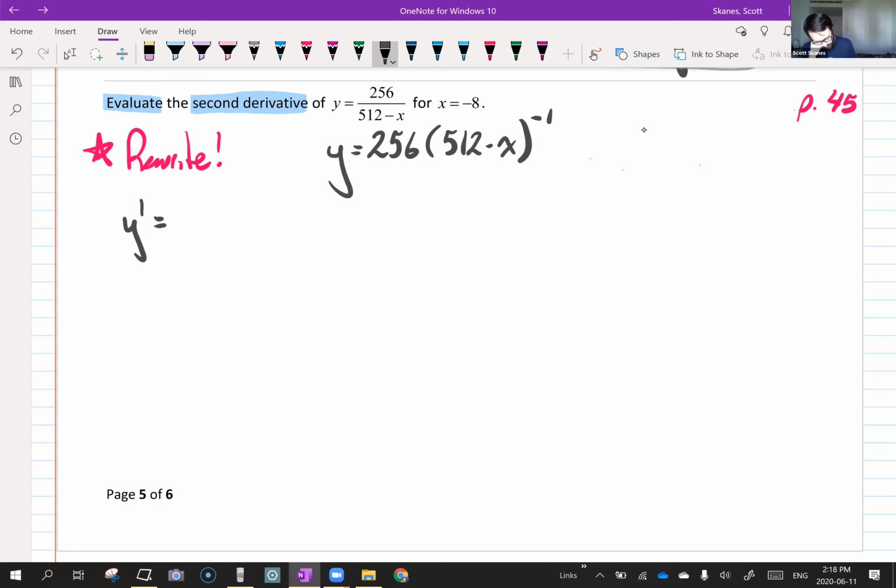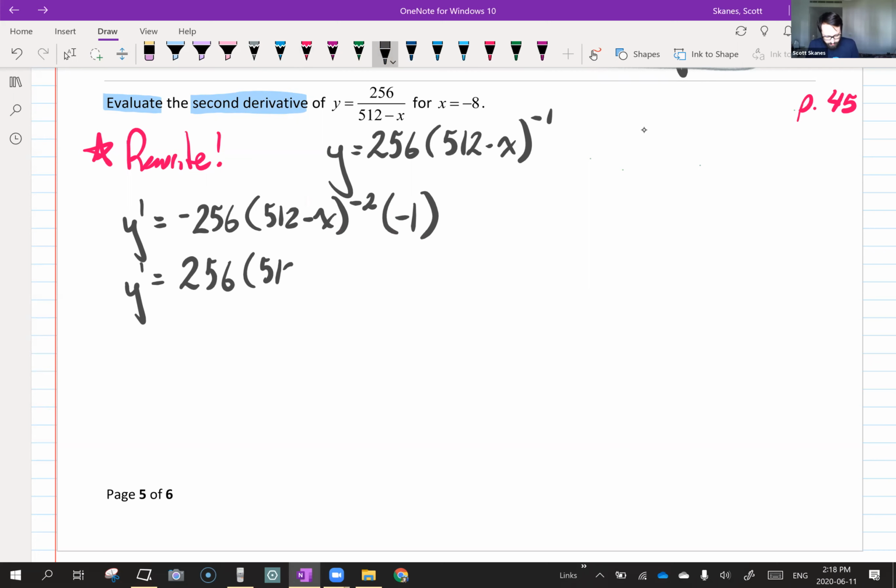Y prime is negative 256, negative 2. And then many students forget this next step, times negative 1, because the derivative of negative x is negative 1. Many students forget that. I'll go one step further and just simplify it, because I know I need to get a second derivative, and the easier I can make it on myself, the better. All right? I just saw a negative here and a negative here, so I multiplied them together. It gave me positive 256.